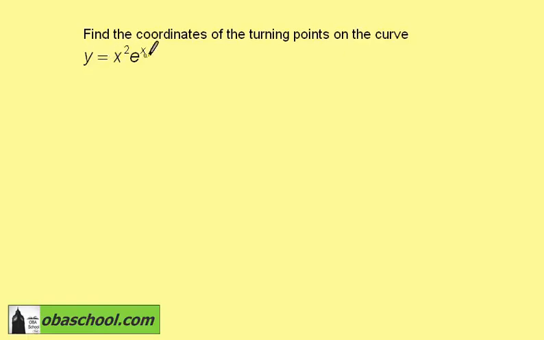We want to find the coordinates of the turning points on the curve y is equal to x squared e to the x. We should recognize this as a product. For turning points we need to differentiate. u is equal to x squared and v is e to the x.